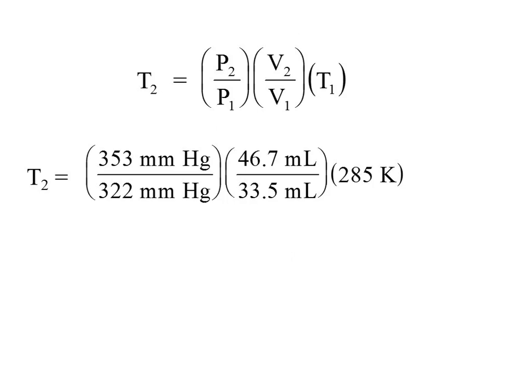All right, here we go. T2 is equal to 353 millimeters of mercury over 322 millimeters of mercury, times 46.7 milliliters over 33.5 milliliters, times 285 K.